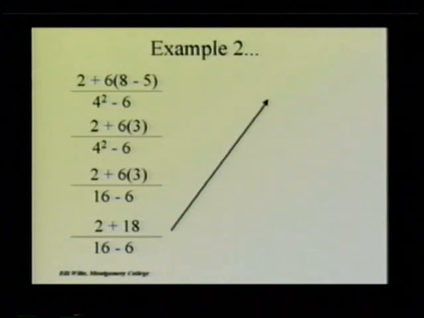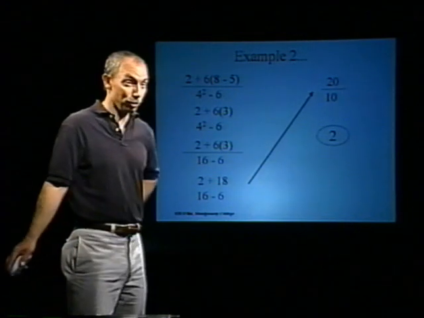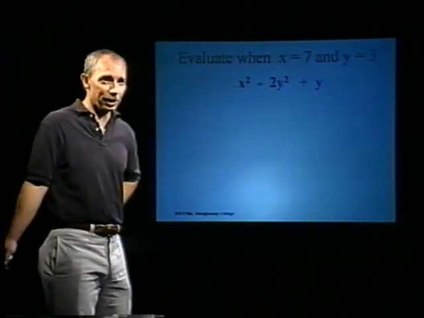Now I have additions and subtractions. Let's do those. 2 plus 18 is 20. 16 minus 6 is 10. Okay? My last step is to simplify the fraction. 20 over 10 will be 2. So I had to have followed the order of operations to do this problem. And there it is. A little bit more difficult. Okay? We've got to get to know this.